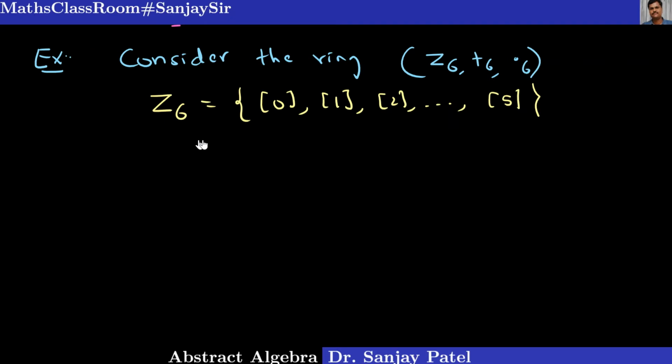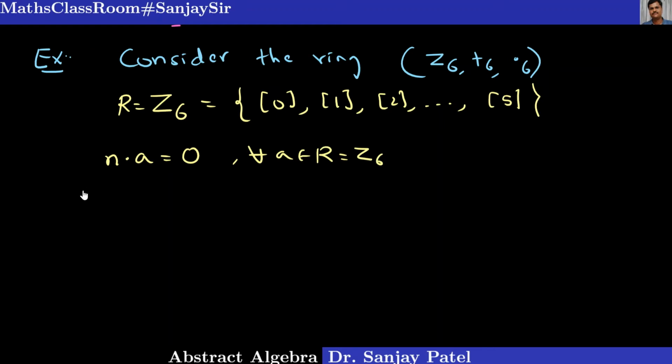We want to find the characteristic of this ring. Fine. So that means I want to find some positive integer n such that n into a is equal to 0 for every a belongs to the ring R, which is Z6.